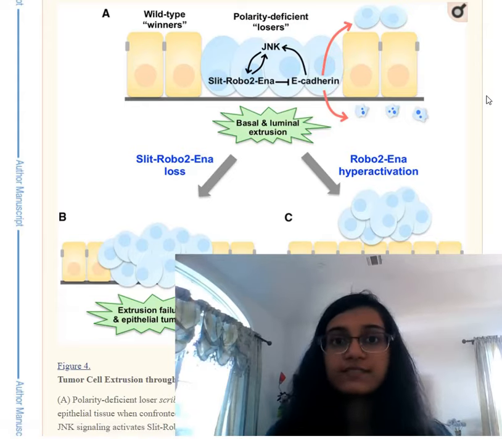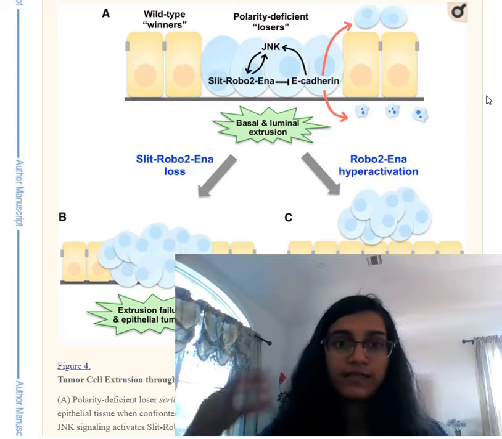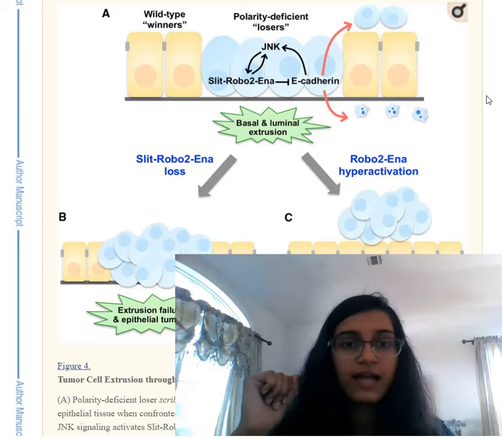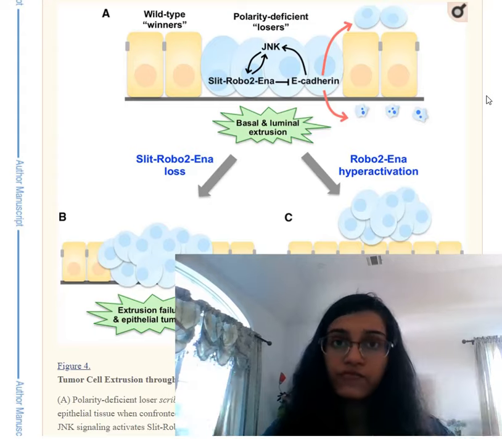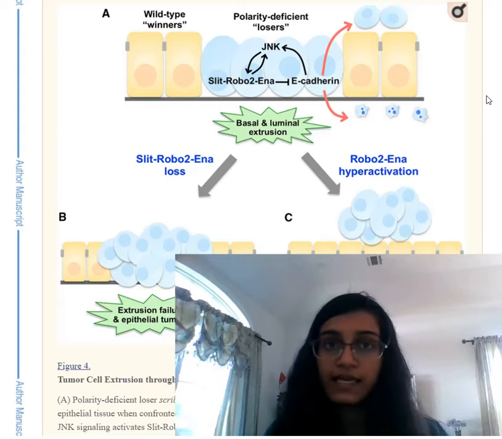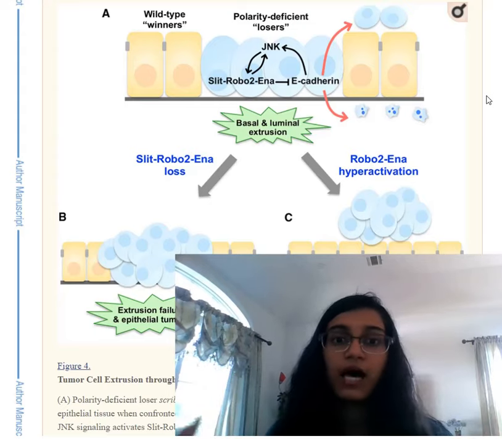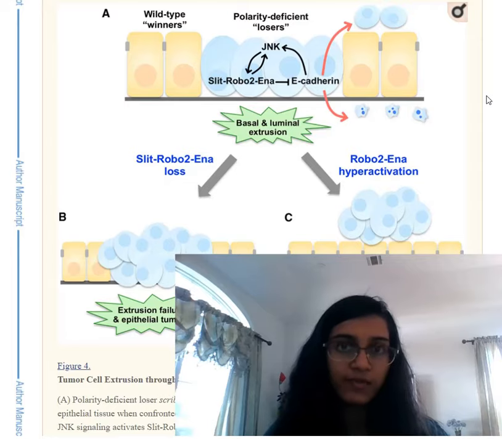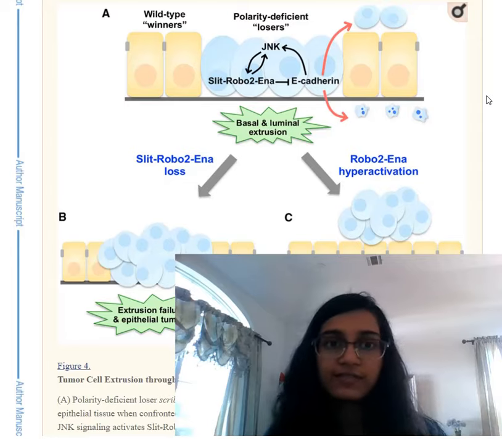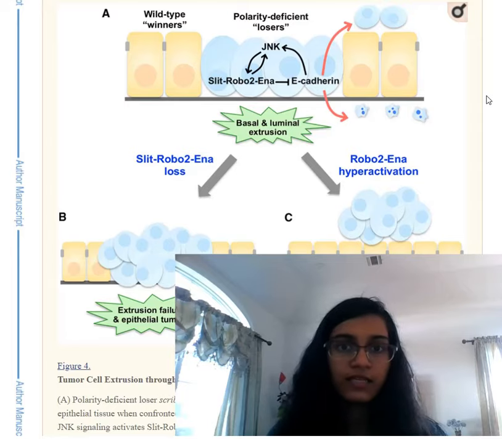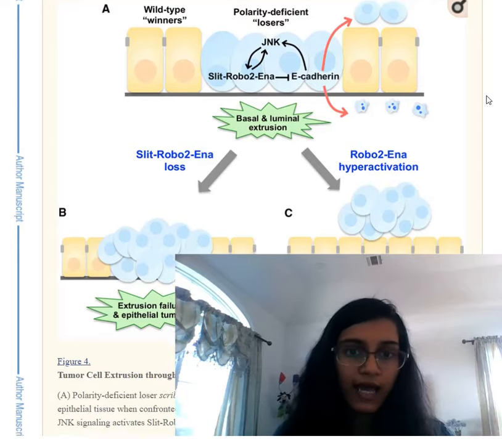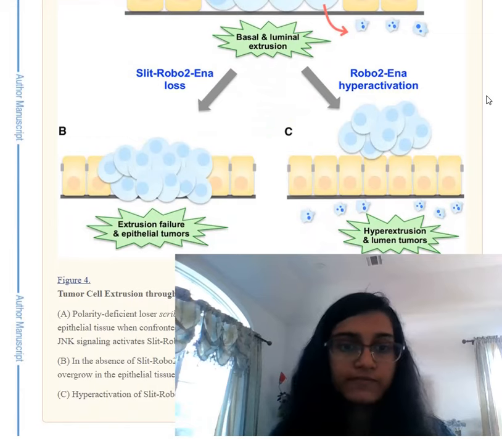And all of this, simply put, just means that basal extrusion happens, and these polarity deficient cells get taken out. Again, this helps to preserve the wild type cells and make sure that there aren't any aberrant cells in the epithelium, and prevents tumors from forming.